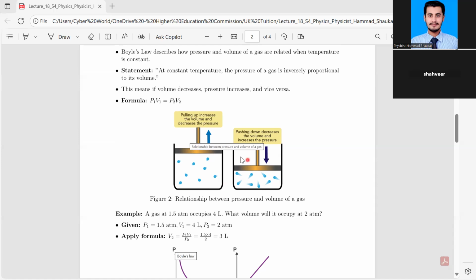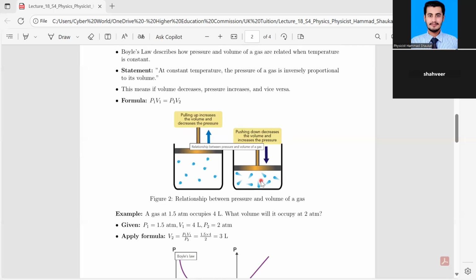So here you can see when we apply pressure to the second container, the volume decreases. The initial volume is greater, but the pressure is low, because we know that pressure and volume are inversely proportional to each other. In the second container, when you apply pressure, pushing down decreases the volume and increases the pressure. According to Boyle's law, when you apply pressure, the volume always decreases. So this could happen.